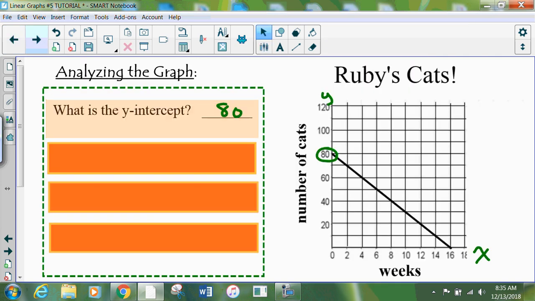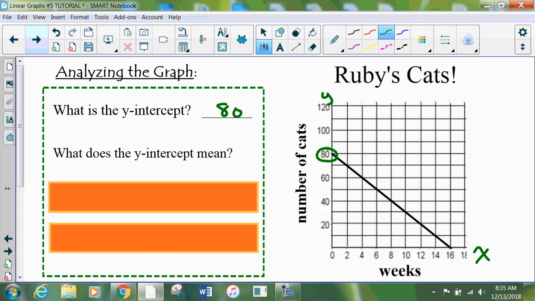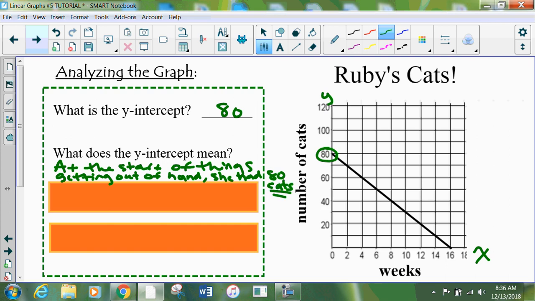So let's go back and talk about that in the beginning. Now this "in the beginning" is kind of misleading with this story, because in the beginning she didn't have 80 cats. But at the start of things getting out of hand, she had 80 cats. So when we're looking at this graph, we know that 80 represents how many cats she had at the start of when things got out of hand. So when we talk about what y-intercept means, we're usually going to use terms like at the start, or in the beginning, or initially.